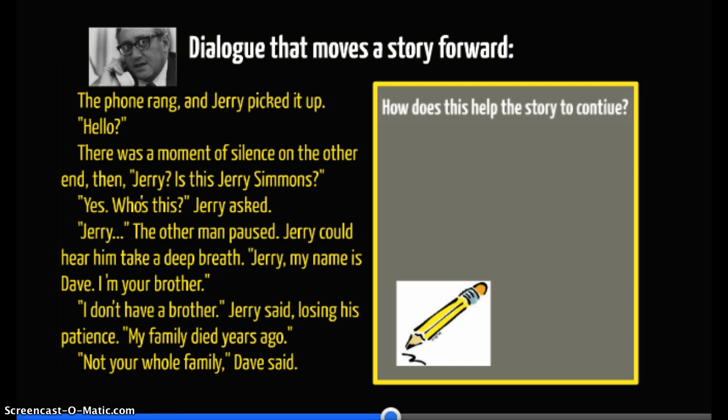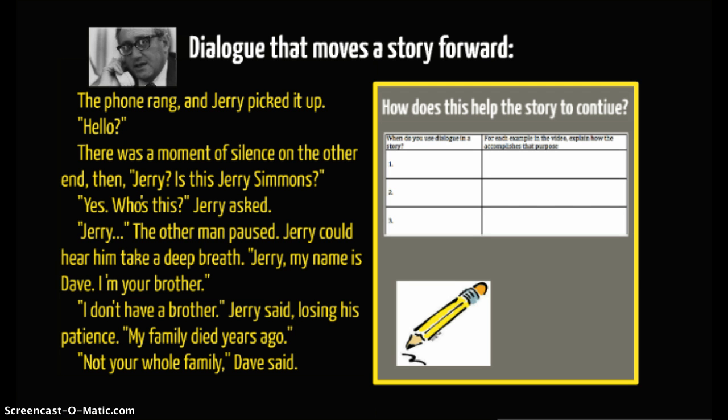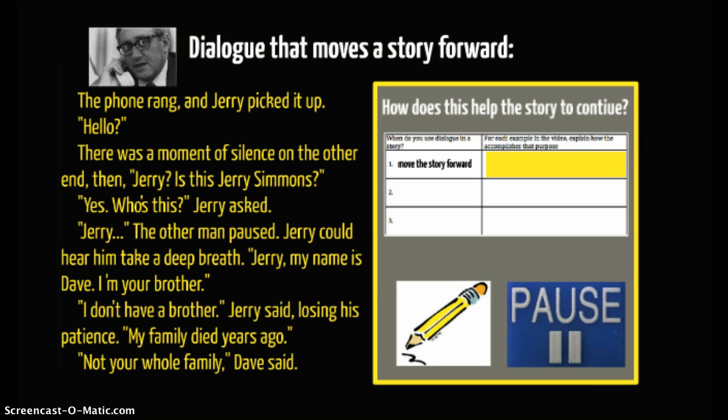Okay, so look over that again, and in your notes you should have that section where you are writing down first the definition of what each one is and then an example. So you want to answer, for number one, how does this dialogue move the story forward? And you'll want to write that where the yellow box is on your notes. So think through this. What happened? How might this lead to another event in the future? Make sure you take time to do that.